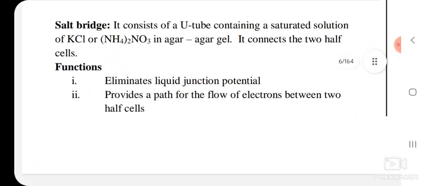Salt bridge. It consists of a U-tube containing a saturated solution of KCl or ammonium nitrate and agar-agar gel. It connects the two half cells. Functions: eliminates liquid junction potential, provides a path for the flow of electrons between two half cells.